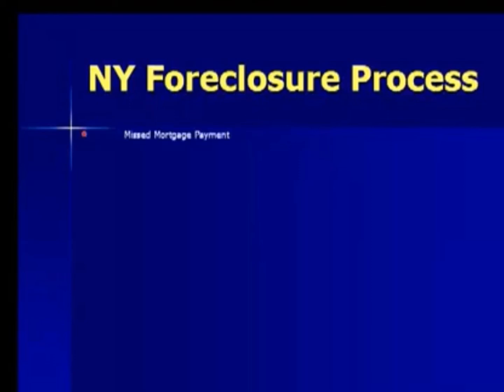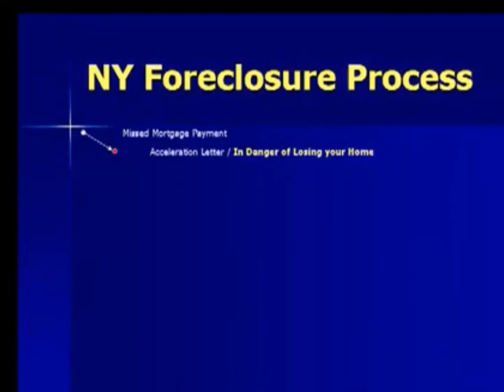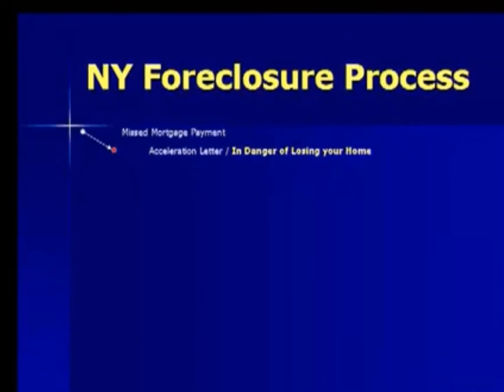So the process begins when a homeowner misses a mortgage payment. Once you are 30 days late with a payment, and before the lender can file a lawsuit to foreclose, they will send an acceleration letter indicating that the homeowner is in danger of losing their home, and they may file a lawsuit within 90 days.